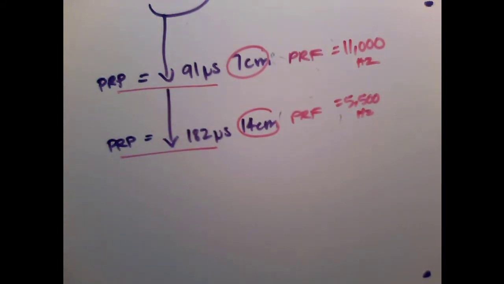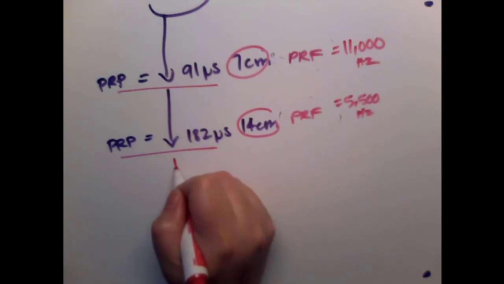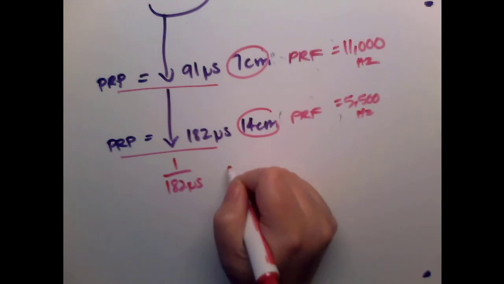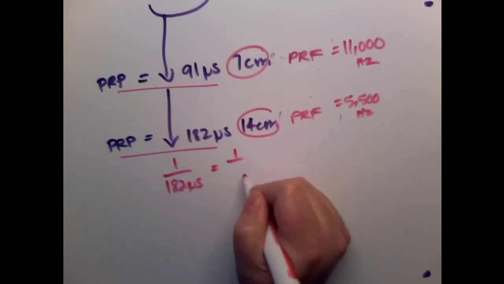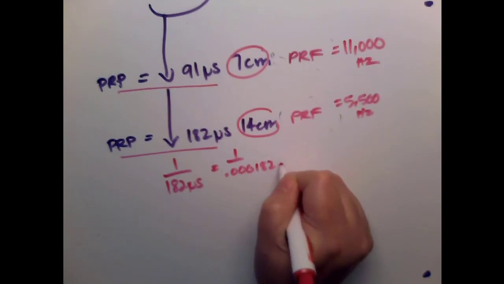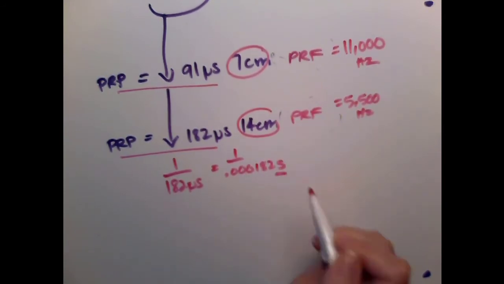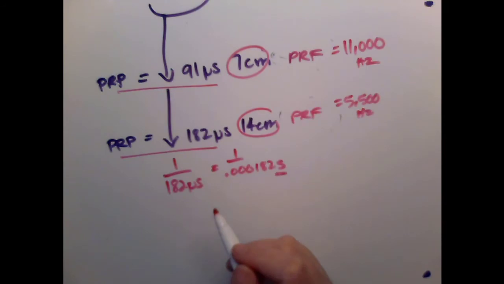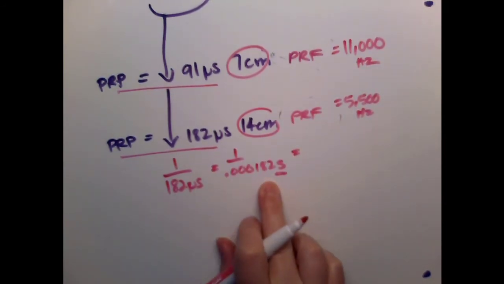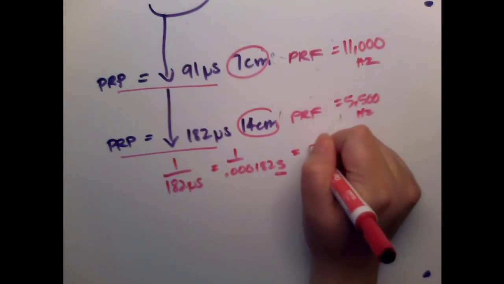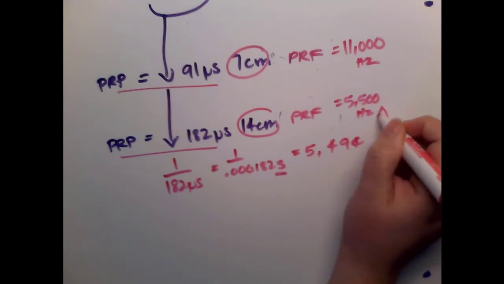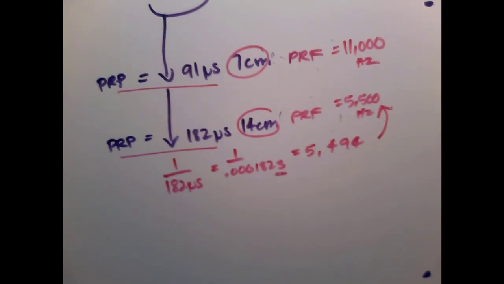So again, just to show you the math on the reciprocal, we can take 1 divided by 182 microseconds, which is the same as saying 1 divided by 0.000182 seconds. And remember, seconds is the unit that we need for PRF. So if we take 1 and divide that by that 0.000182 seconds, we get 5,494, which, if we round, equals our PRF as well.